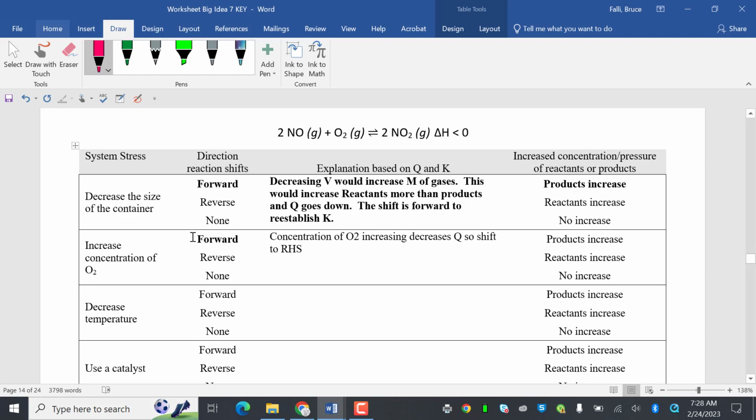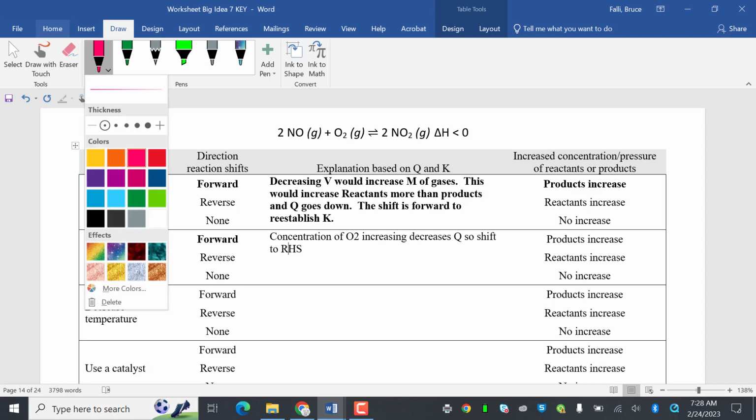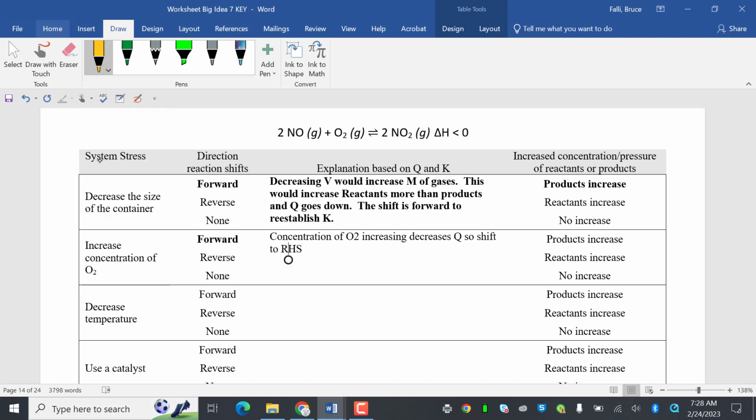Increase the concentration of O2 does not shift to the forward reaction? Oh yeah, it does. Sorry, my mind is slipping today. So what I have is Q equals P over R. I've increased my reactants, so Q goes down. And if Q is too small, I need to shift forward to increase P. So shift to the right-hand side to reestablish K. So if I'm shifting forward, my products will increase.